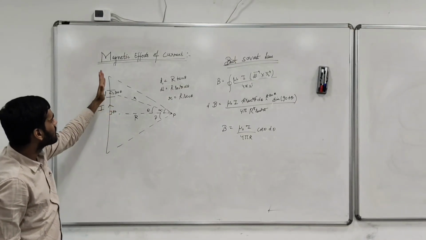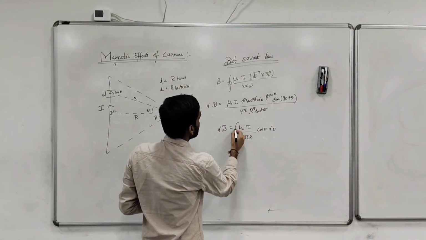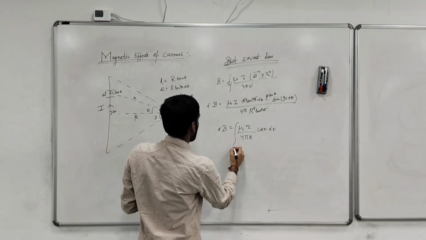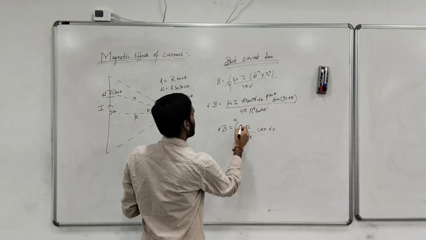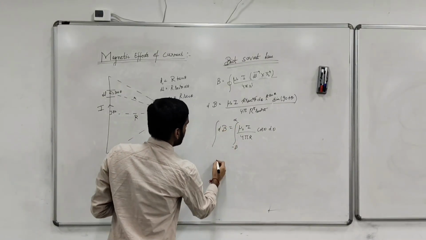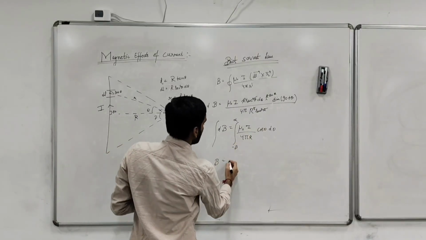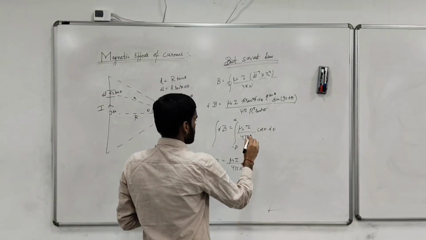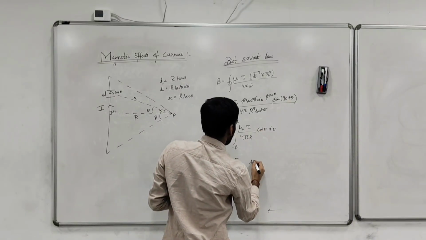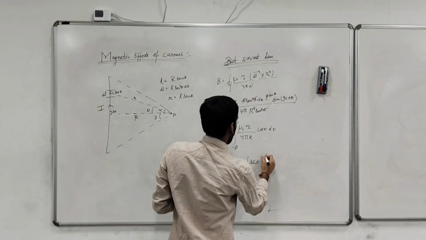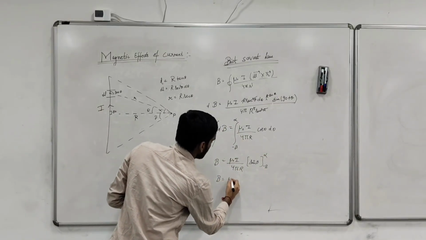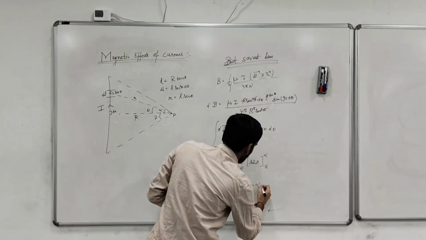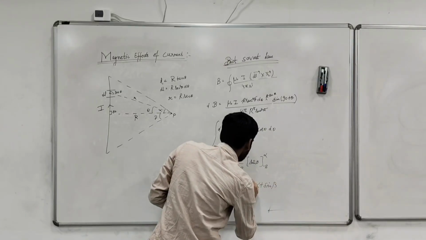Now we want the field due to this entire wire. So we will integrate over this from minus beta to alpha. This thing is constant, take it out of the integration. mu naught I by 4 pi r, integral of cos theta d theta is sin theta. So B is equal to mu naught I by 4 pi r, sin alpha plus sin beta.